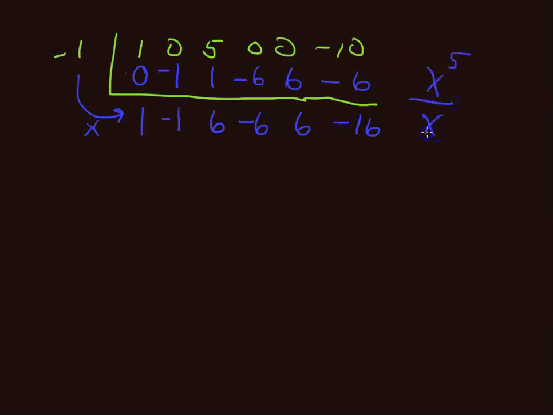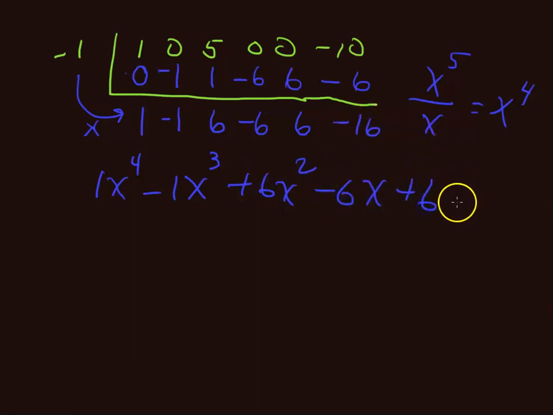and we're dividing by just this x plus 1, so it's really going to move down to an x to the fourth problem. And that's where you start here. 1 x to the fourth minus 1 x cubed plus 6x squared minus 6x plus 6, and whatever is left here is plus a negative 16 over x plus 1. And that's a lot easier than the long division. Does it always work? No.